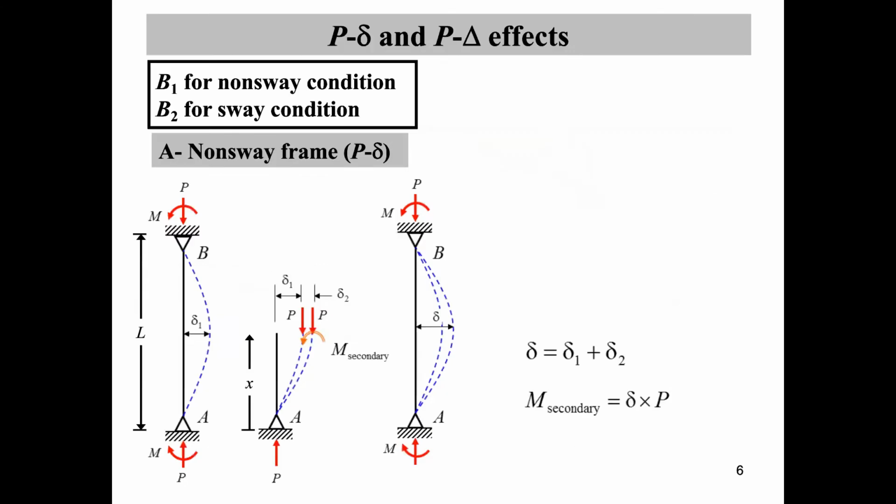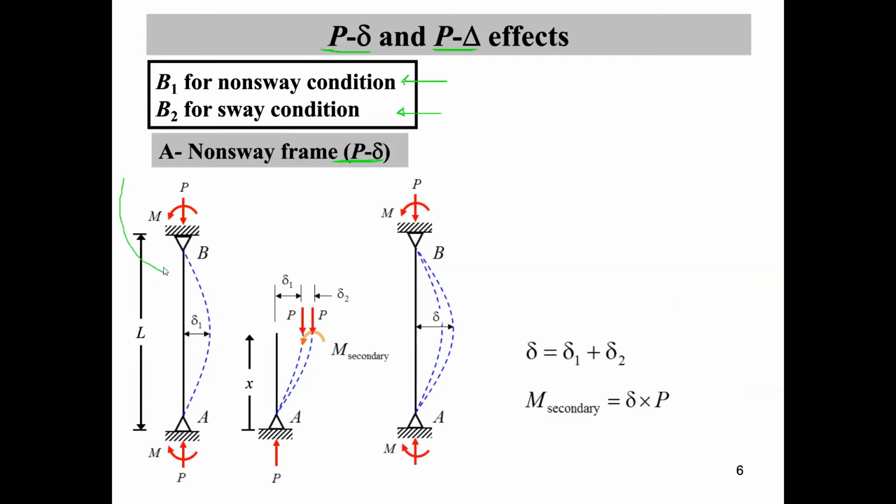In the American Institute of Steel Construction AISC Design Manual, secondary moments are accounted for by introducing two amplification factors, B1 for non-sway condition and B2 for sway condition. These two factors are derived from considering P small delta and P capital delta effects. Now let's consider a non-sway frame and investigate the P small delta effect.